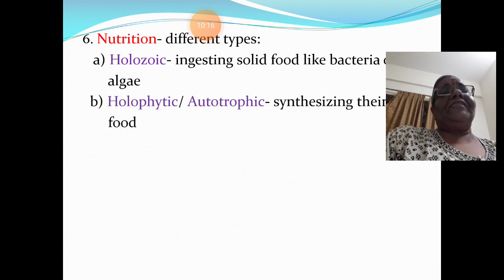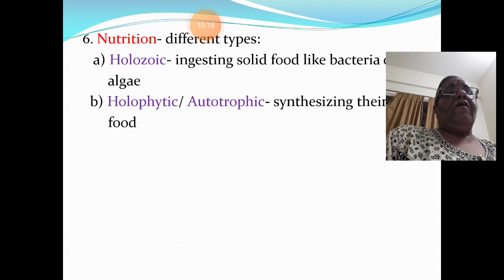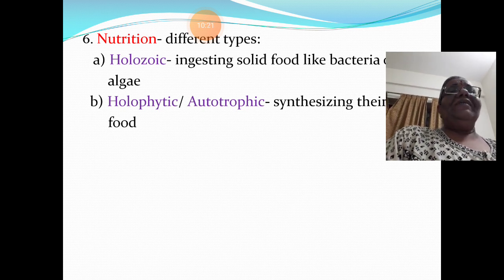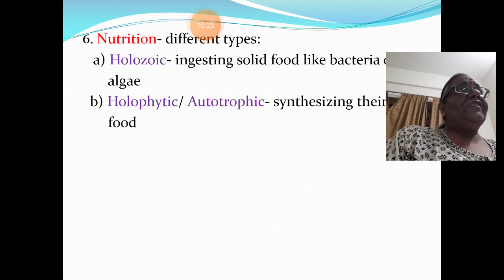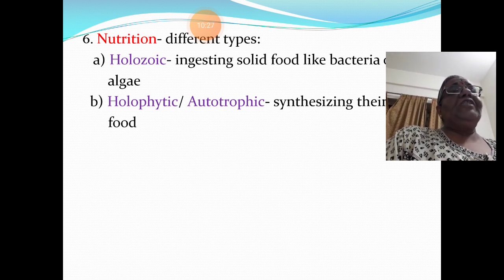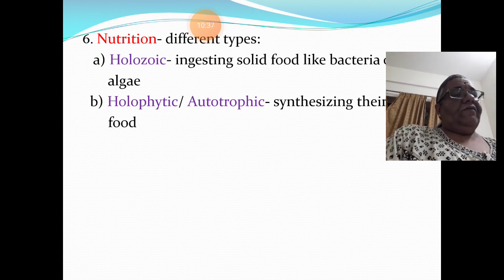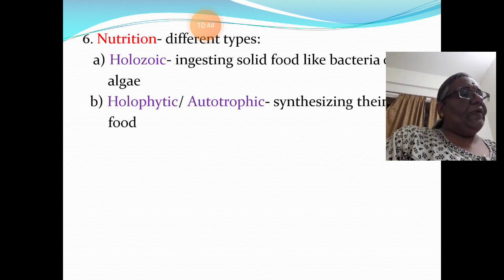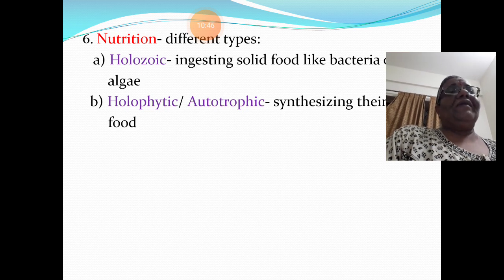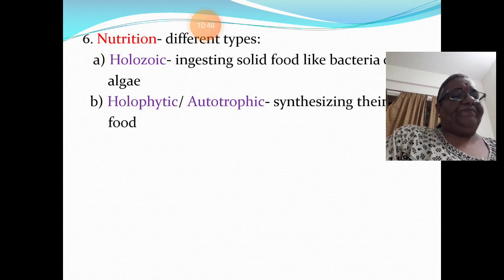Then the second type, holophytic or autotrophic. These protozoans are capable of synthesizing their own food as they have inbuilt chloroplast, and in presence of sunlight they are able to manufacture their food. Such protozoans are called holophytic or autotrophic protozoans. Best examples: Euglena, Volvox, Chlamydomonas, etc.